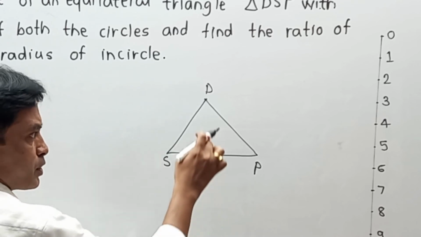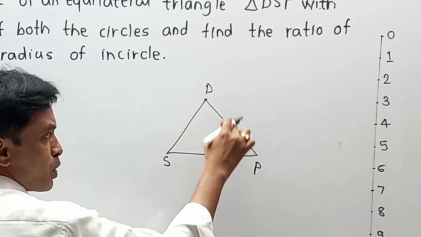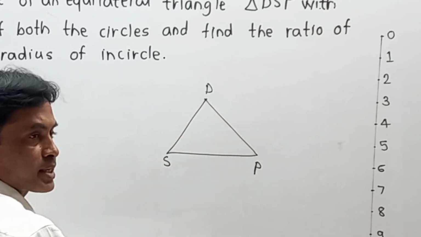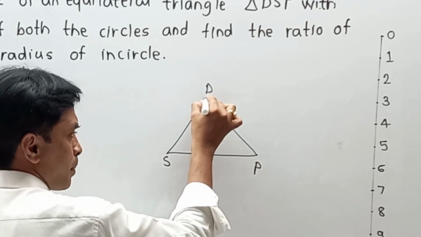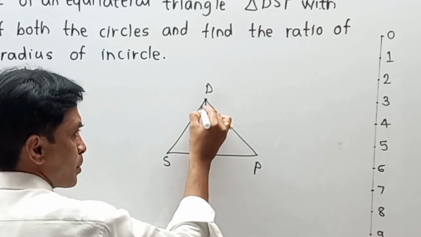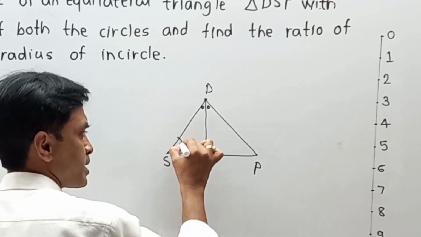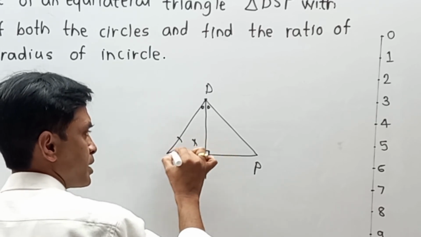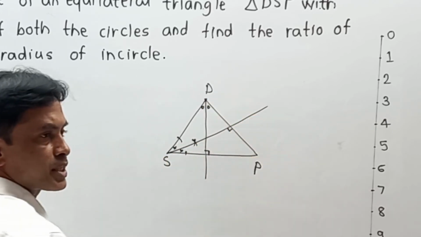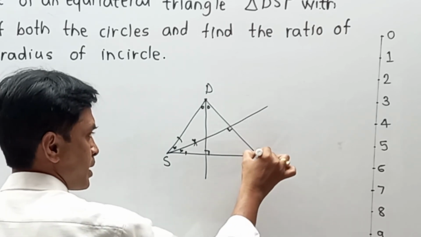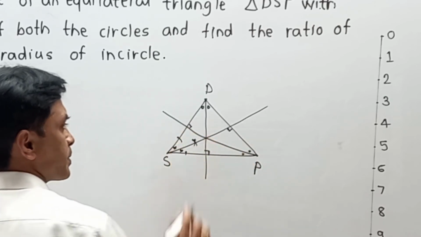Here remember one concept, you must be able to understand. In case of an equilateral triangle, all angles are equal as well as all sides are equal. Naturally, its angle bisector as well as perpendicular bisector are the same. For SP, if I draw the perpendicular bisector, it is not only perpendicular but also automatically an angle bisector. Vice versa, if I draw the angle bisector for S, then it is also a perpendicular bisector for the opposite side DP. In the same way, we can draw it for the third side also, an angle bisector, and automatically it is a perpendicular bisector.